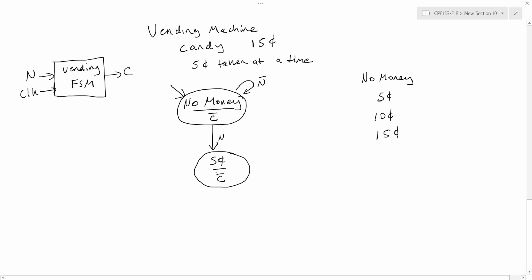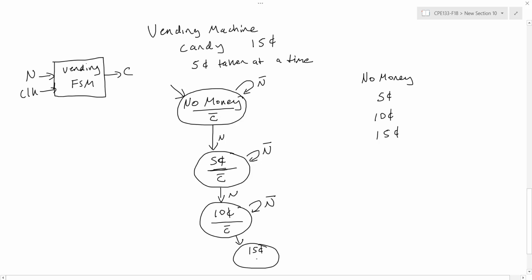Again, I'm not going to dispense any candy because I've only put in 1 nickel. Now in this state, again, I'll also stay here as long as I haven't put in any more nickels. But if I put in another nickel, then I'll move on to the 10 cent state. And if I put in one more nickel, now I've put in enough money, and so now I'll get my candy.